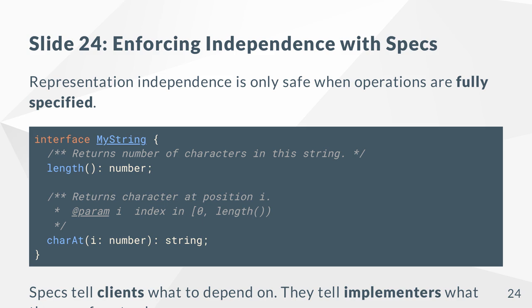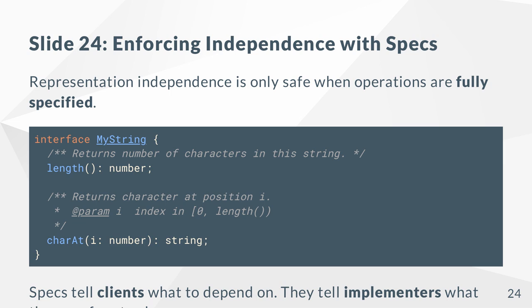Representation independence is only guaranteed when operations are fully specified. Look at this interface definition for myString. It declares two operations, length and char. The length method has a specification: it returns the number of characters in this string. The char method has a specification: given an index i in the range from 0 to length minus 1, it returns the character at that position.